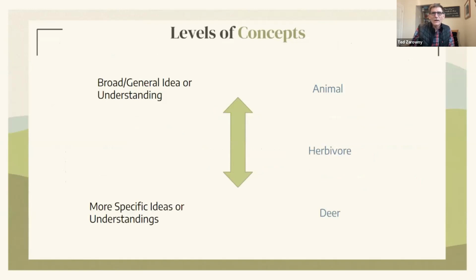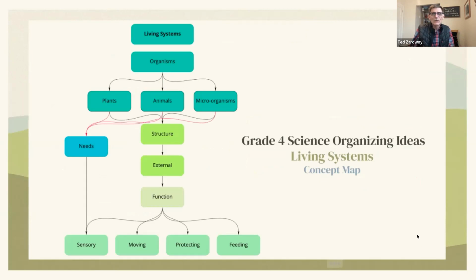All concepts are organized hierarchically from very general to very specific ones. So we have animals, a broad concept, and narrowing down to deer, and then we can get to specific kinds of deer, such as mule deer, white-tailed deer, and so on. And keeping that in mind, we can take all the concepts out of the grade 4 organizing idea, living systems, and organize them into a concept map.